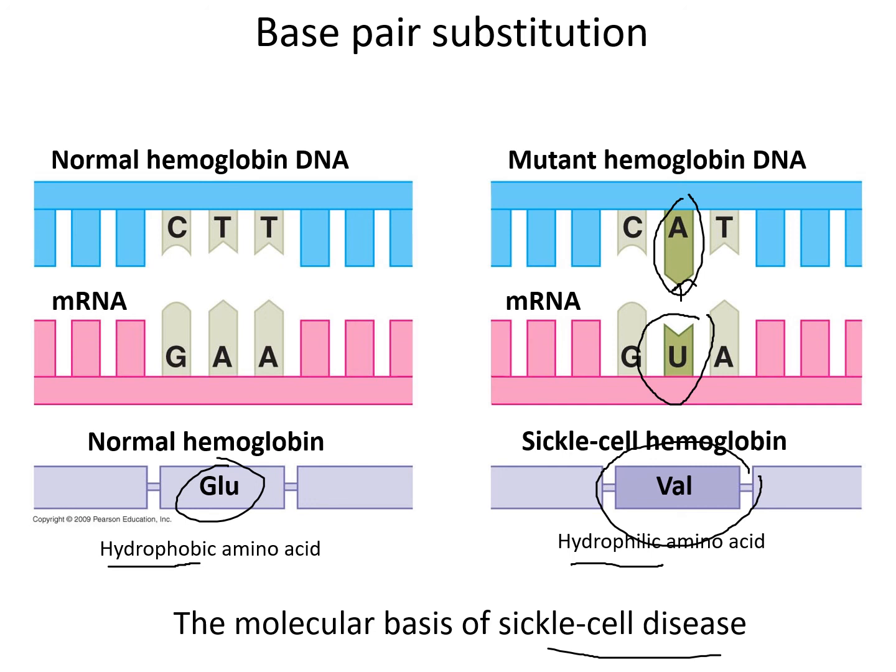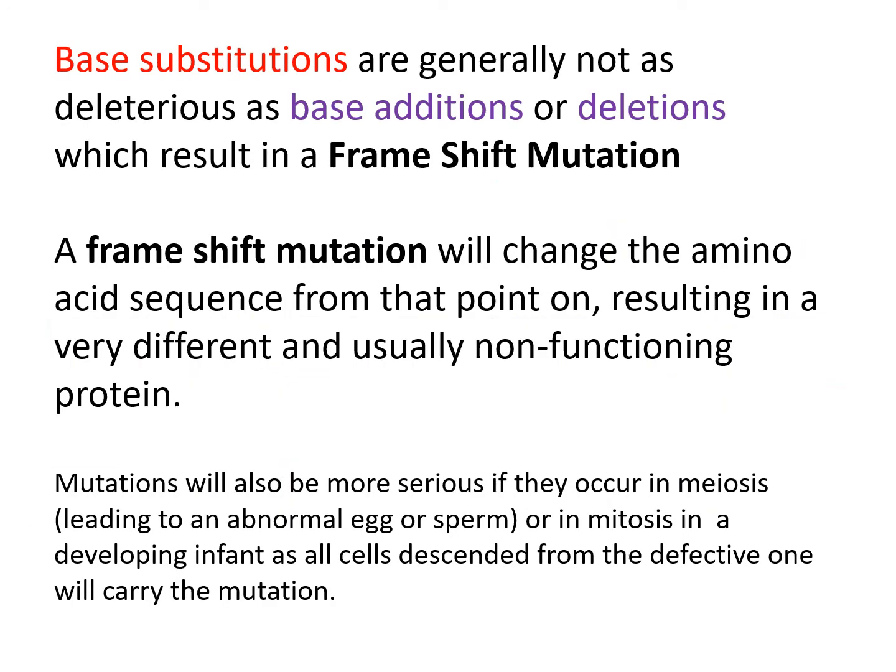But if the amino acid that's substituted has very different properties, like in this example here, hydrophobic to hydrophilic, then you can have a very deleterious effect. So generally mutations either have no effect or they have a bad effect. Every once in a while, though, a mutation can have a good effect and lead to an evolutionary novelty, which can actually lead to a good thing.